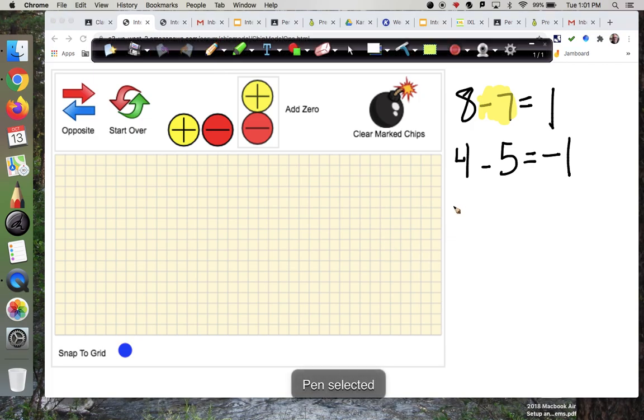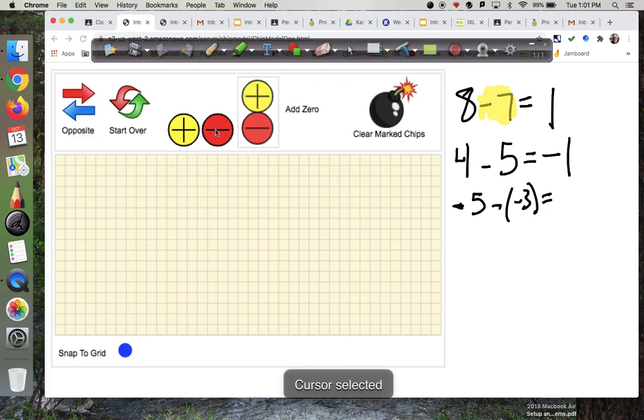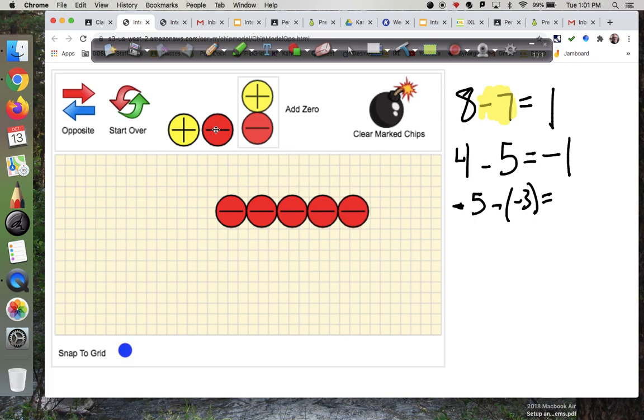So let's try starting with negative 5, and let's take away 3 of those negatives and see what we end up with. 1, 2, 3, 4, 5, and I'm going to remove 3 negatives. 1, 2, 3. So we get rid of 3 negatives, we have 2 left.